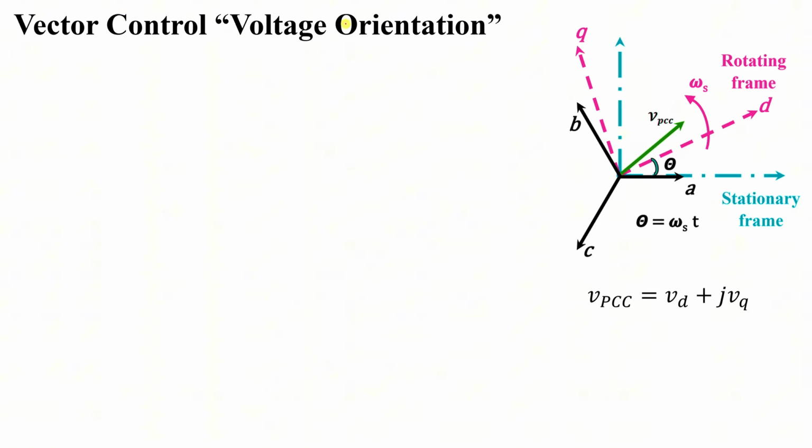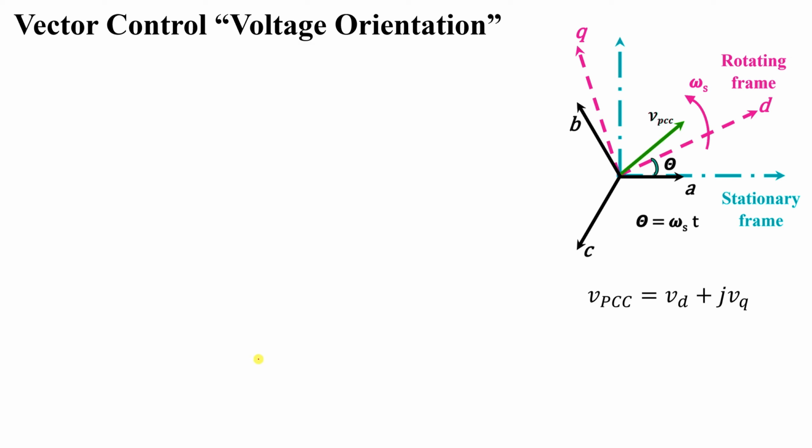Vector control, voltage orientation. You have to know that vector control has many types under it. There is field oriented control, indirect field oriented, direct field oriented, many types. One of these is called the voltage orientation control. Now, if you remember from the previous lessons, we take the final vector which represents the three phase, the resultant rotating space vector, and we divide it into two components, one in the direct axis and one in the quadrature axis, right?